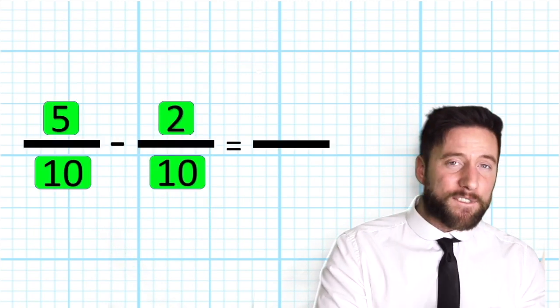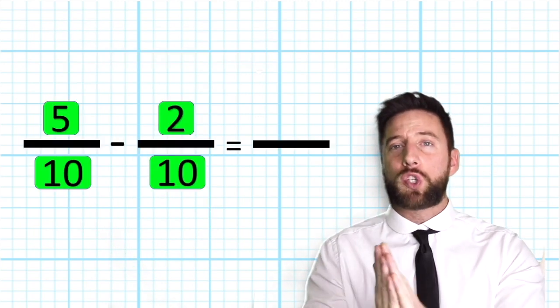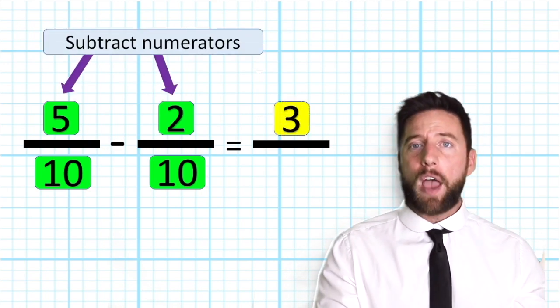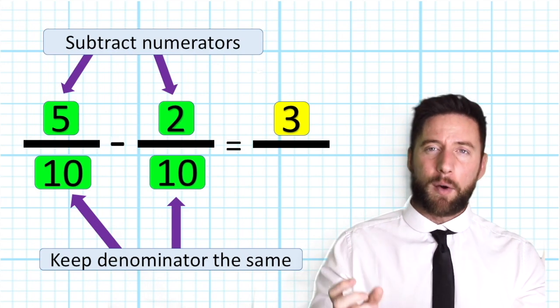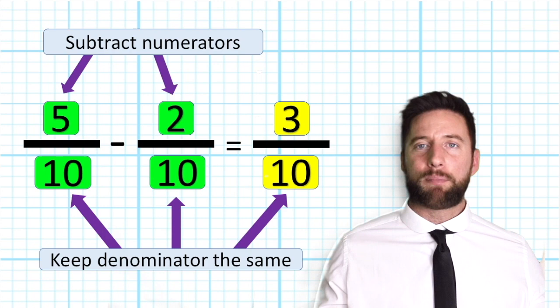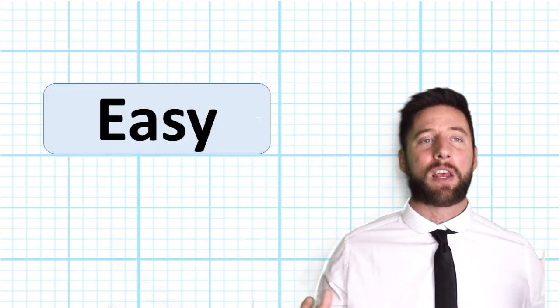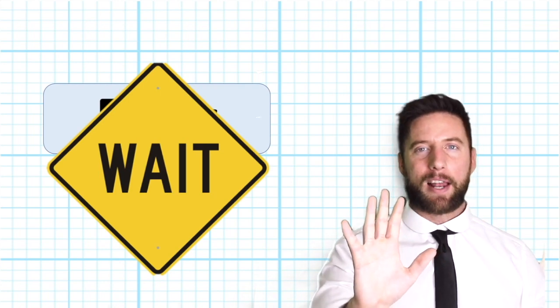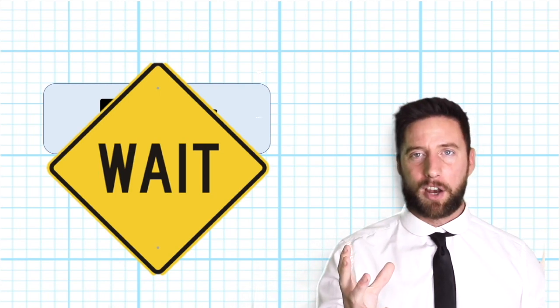Let's have a look. If we have 5/10 subtract 2/10, what am I doing? I'm taking 2 away from the 5. 5 subtract 2 is 3. We haven't changed the value of the fraction, so we have 3/10. Simple. How easy could this be? Well, let's just pause a second. Let's not get carried away. Let's not think we are Albert Einstein all of a sudden, okay?